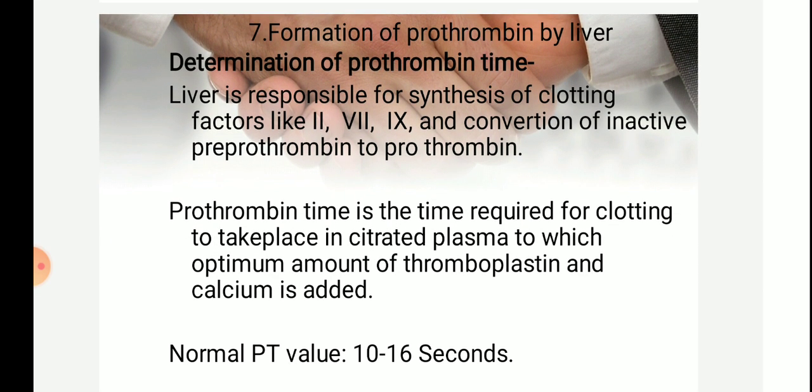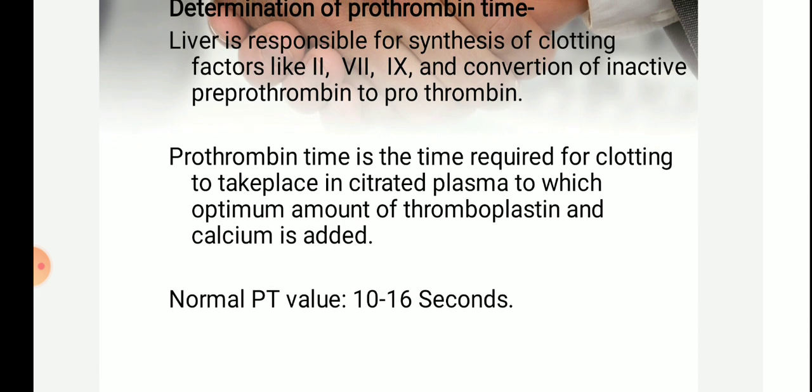Formation of prothrombin by the liver, an important test. The liver is responsible for synthesis of clotting factors II, VII, IX and X, and conversion of inactive pre-prothrombin to prothrombin. So prothrombin time is the PT. Invariably most doctors write this preoperatively as a screening test too, not only in liver diseases. If they have any doubt about bleeding time, clotting time, or if they suspect any liver disease, the physician or practicing doctor usually writes for a lab investigation of PT. PT normal value is 10 to 16 seconds.